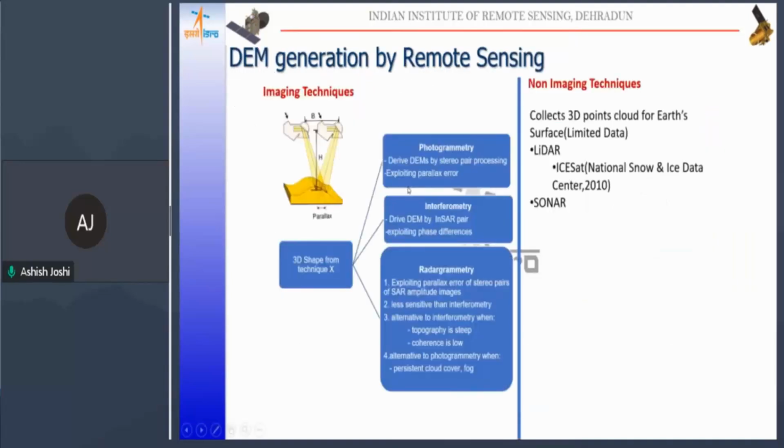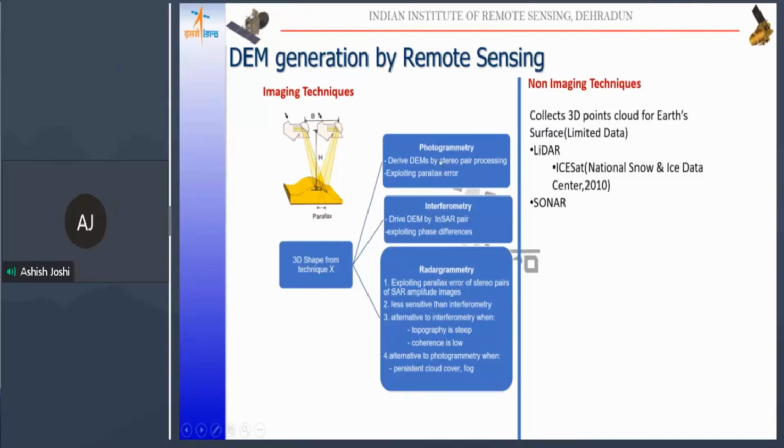We have seen different concepts of DEM generation using remote sensing. It has both imaging techniques and non-imaging techniques. Here we can say it is a formulation of 3D shape from technique X. That X can be anything. X can be a photogrammetry technique, an interferometry technique, or a radargrammetry technique.